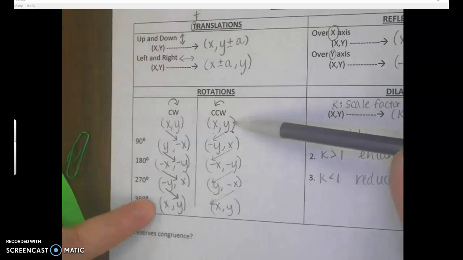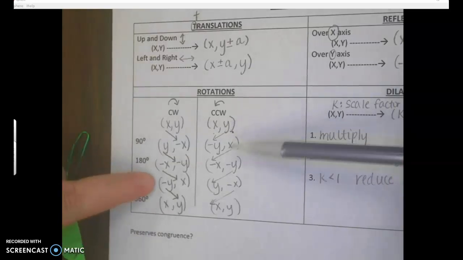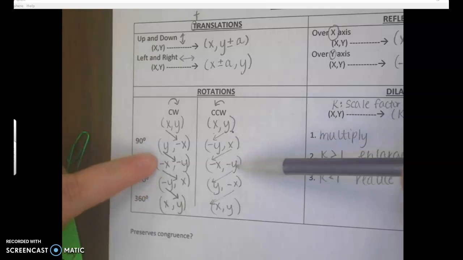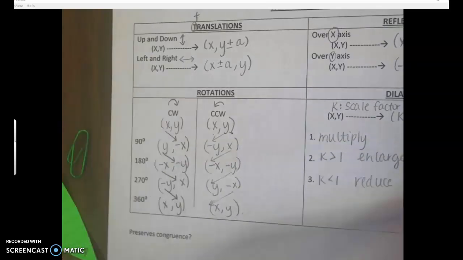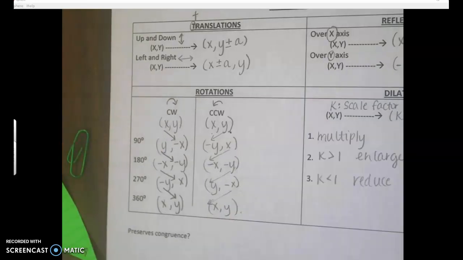So we both start XY. My 270 and my 90 match. My 180s are the same. My 90 and my 270 match. And my 360. This is guaranteed on your test, so be sure you know it.